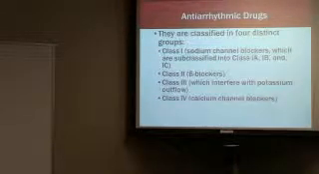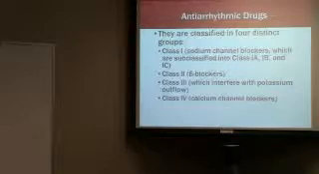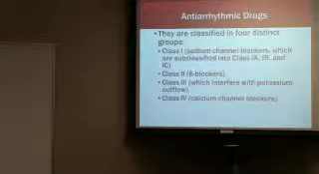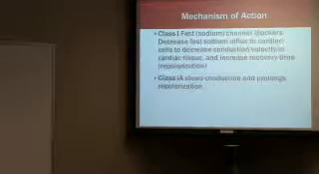Class 1 is sodium channel blockers. Class 2 is your good old beta blockers. Class 3 is going to be the medication that affects the potassium outflow. Class 4 is going to be our calcium channel blockers. Easy enough, right? All right. Now let's discuss the classes.